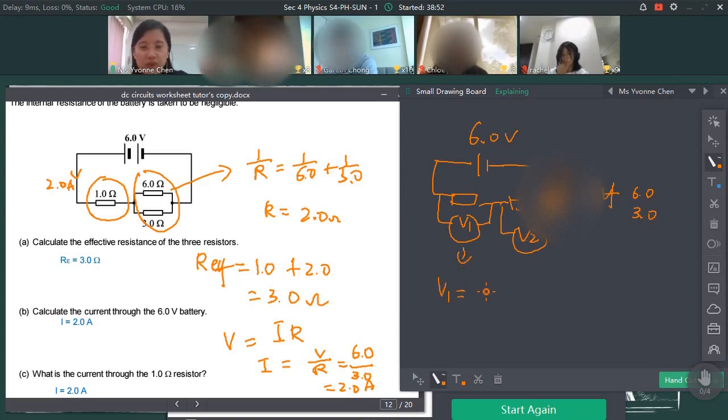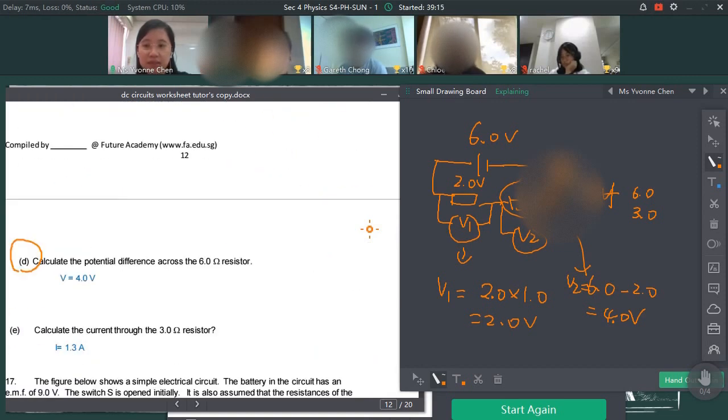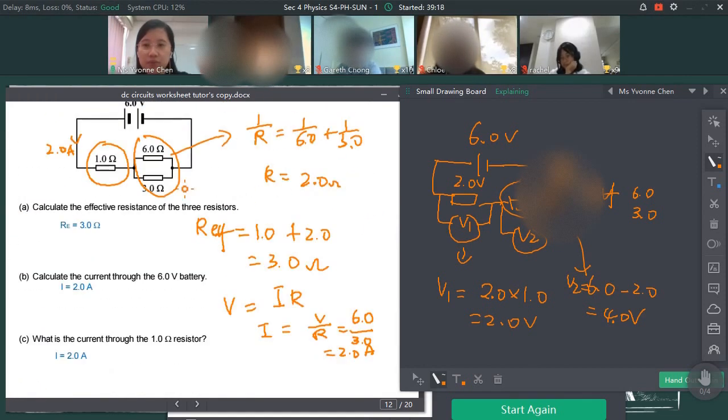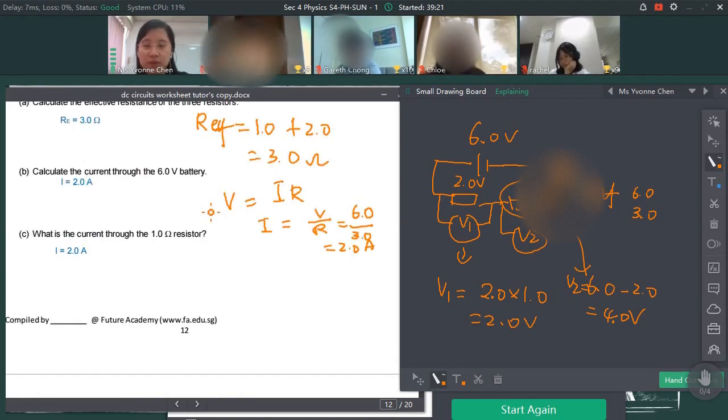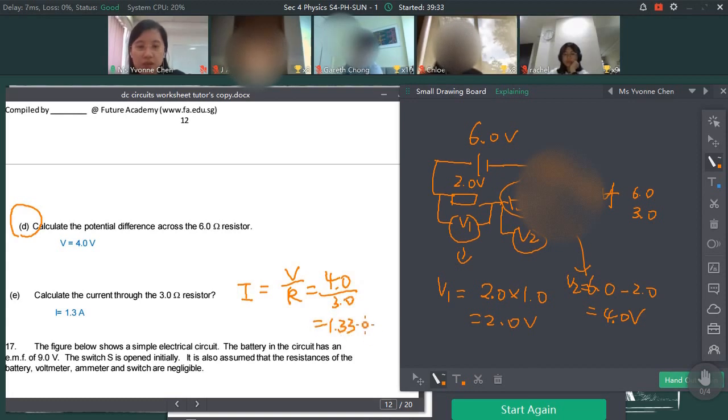We can find V1 equals 2.0 times 1.0, which is 2.0. So if here is 2.0, here will be 6.0 minus V2 equals 6.0 minus 2.0, which is 4.0 volts. Okay, so far? That's for part D. Then for part E, what is the current flowing through 3.0? You already know the voltage, right? So we can use current equals V divided by R, which is 4.0 divided by 3.0, which is 1.33 amperes.